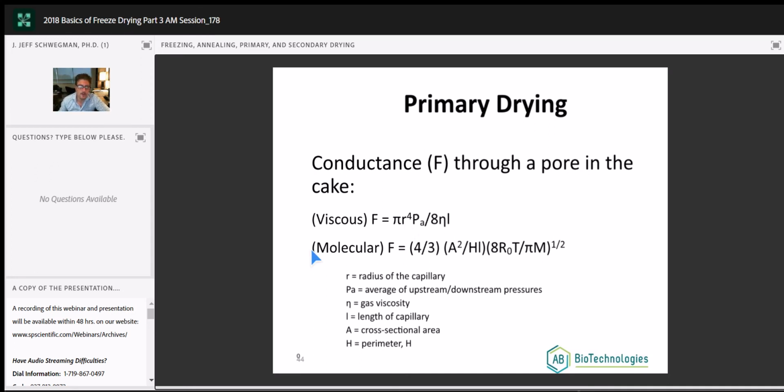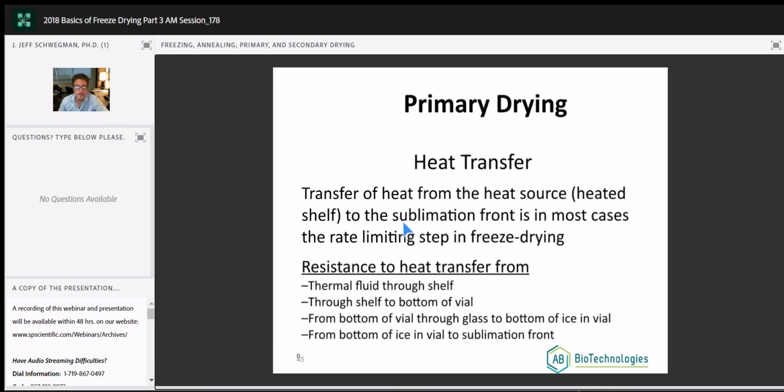Now, molecular flow, again, we don't have to consider the viscosity of the gas, but again, we do consider the opening of the pore, and again, cross-sectional area of the pore, divided by the length. Again, so these are factors. They do contribute as well. Under viscous flow, you'll notice it's the 4th power, again, so has a big impact on that.